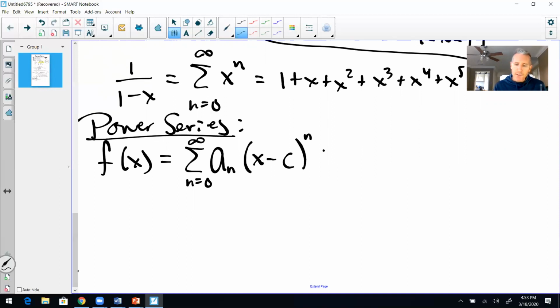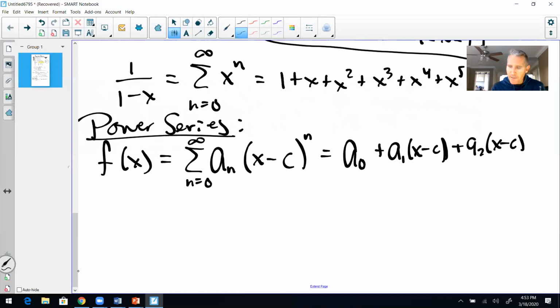So if I plug in different values of n for this, I have a sub 0 times quantity x minus c to the 0th power, which is just 1, plus a sub 1 times x minus c to the 1st power, plus a sub 2 times quantity x minus c to the 2nd power, plus, and you see what's happening there, it's going to continue on forever, all right? So this is a power series. And we say it is centered at x equals c.